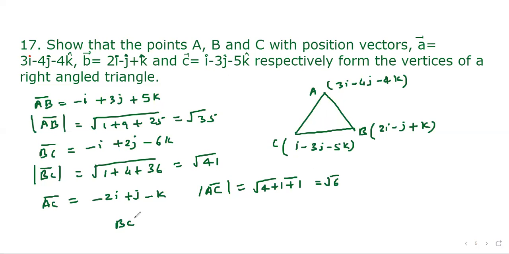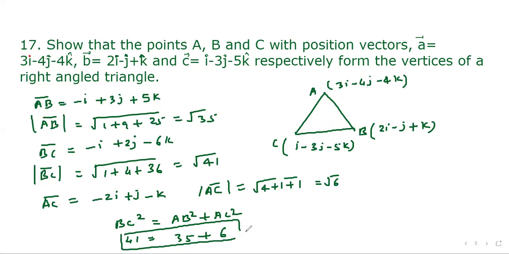Clearly, BC square equals AB square plus AC square. Pythagoras theorem, because BC square will give 41, equal to AB square which gives 35, and AC square which gives 6. So this is the condition for a right angled triangle. So BC will be the hypotenuse, and this figure can be redrawn. If BC is the hypotenuse, it will be like this, and this angle will be 90 degrees.